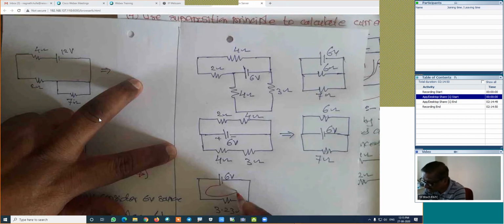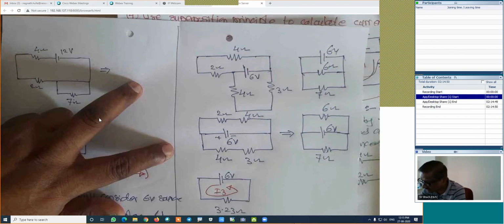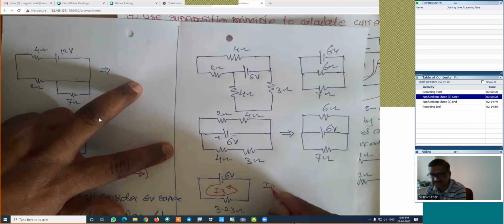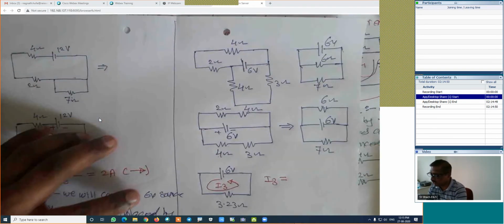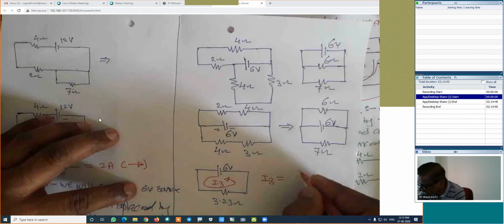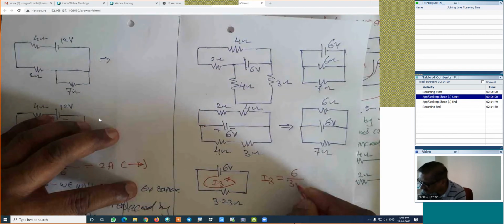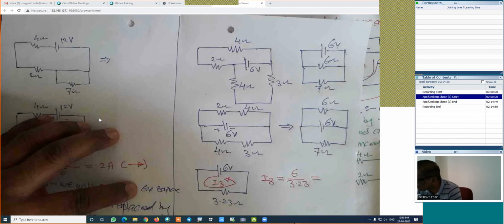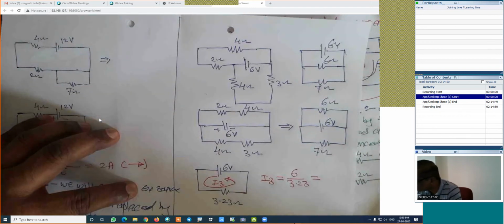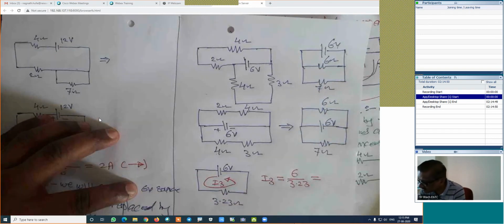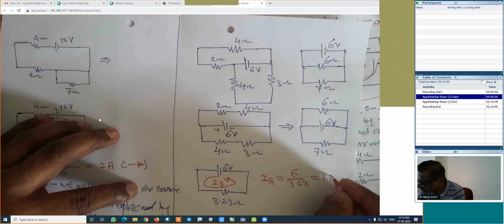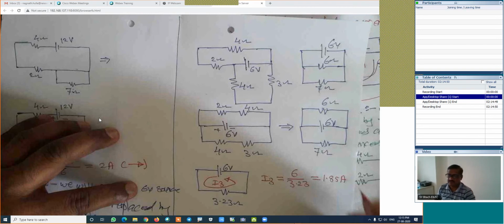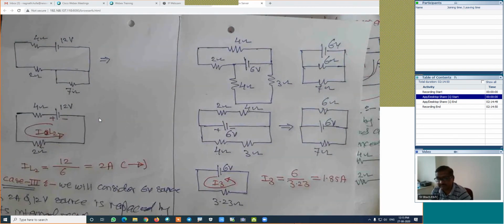We are calculating current for third case, which is I3. This I3 is equal to how much? Total voltage divided by total resistance 3.23. 6 divided by 3.23. How much is the current? 1.85 amperes. Now I will first write where we have calculated the current.